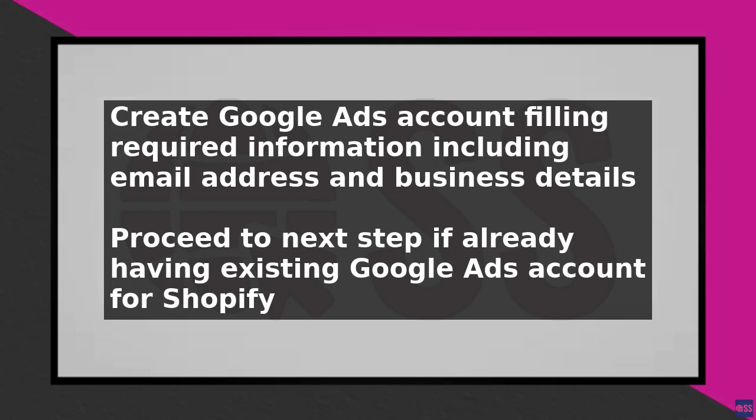Once you have a Google Ads account, you need to create a new campaign. Click on the Campaigns tab and then click on the New Campaign button. Choose your campaign type, such as search, display, or shopping, and set your budget and targeting options.